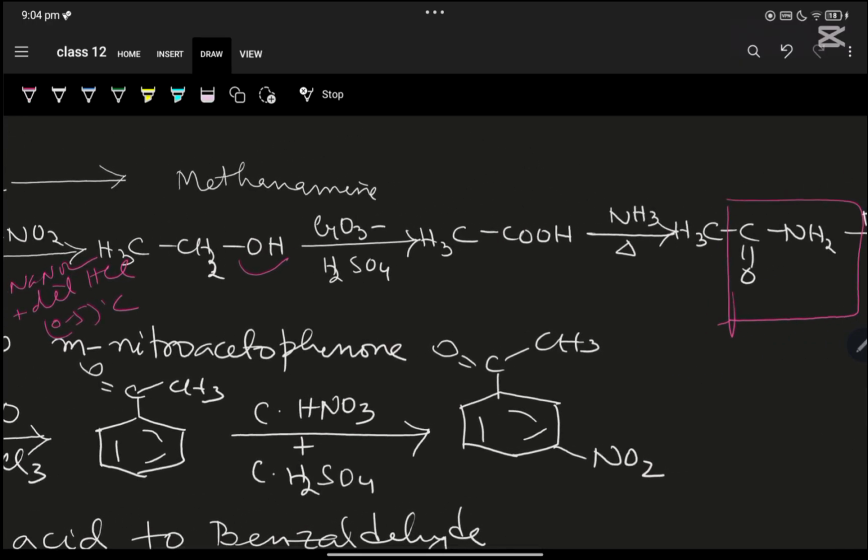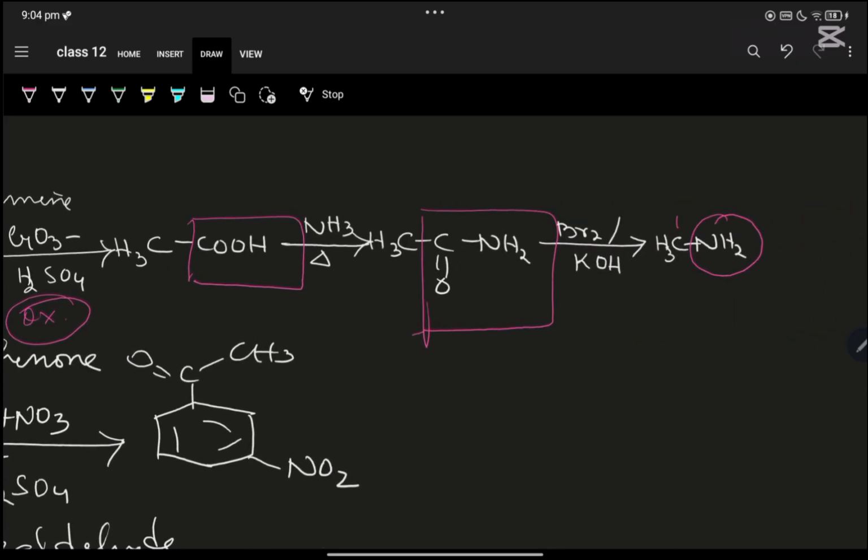Now this alcohol undergoes oxidation. That's why you are using CrO3/H2SO4 or any other strong oxidizing agent. You need a strong one, such that the reaction doesn't stop at the aldehyde stage. So from a 1 degree alcohol, you get a carboxylic acid.